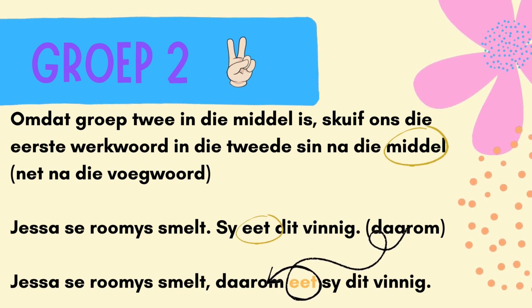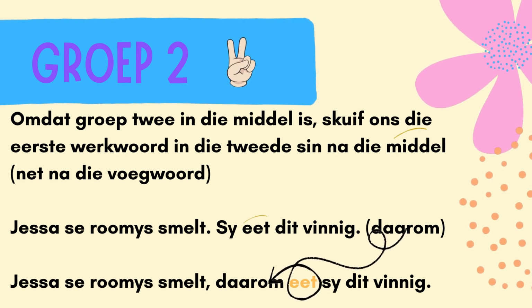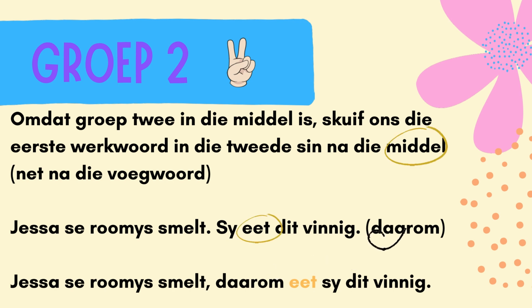Group 2 is in die middel. Did you see that group 2 is in the middle? So group 2 is the middle child, okay? Now, because group 2 is the middle child, that means that we need to move the first verb in the second sentence to the middle, okay? So what we are going to do is we are going to write the first sentence exactly as it is. We are going to write our group 2 conjunction. Then we are going to move the verb behind the conjunction. And then we write the rest of sentence 2 exactly as it is.